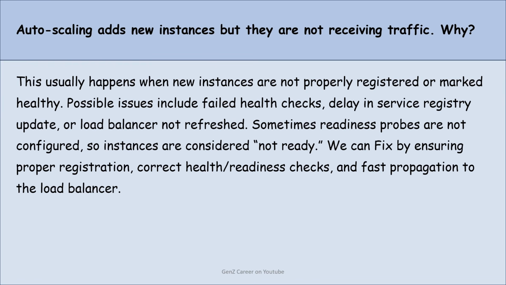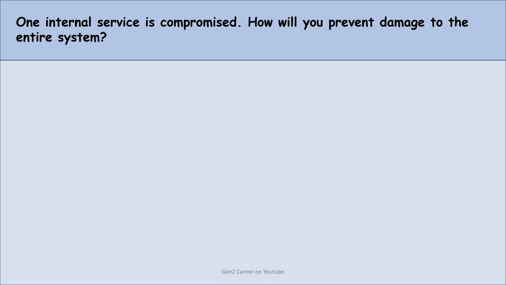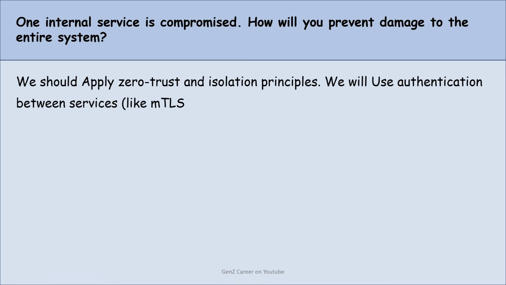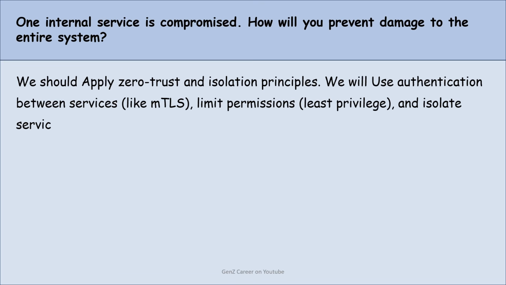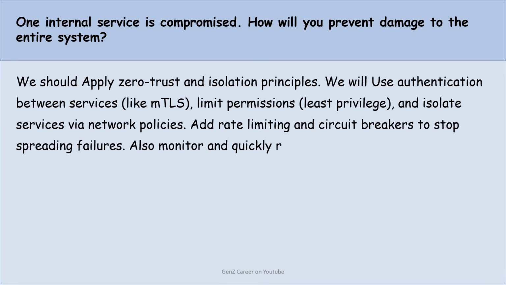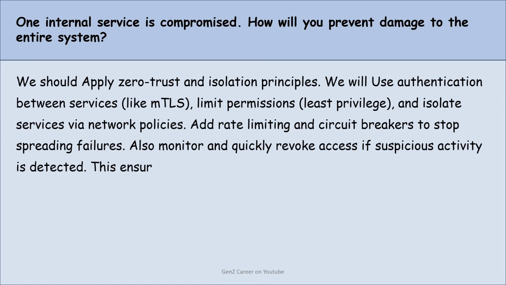Next question is, guys, one internal service is compromised. How will you prevent damage to the entire system? So basically, we should apply zero trust and isolation principles here. We will use authentication between services, limit permissions, and isolate services via network policies, right? We should add rate limiting and circuit breakers to stop spreading failures. Also monitor and quickly revoke access on excessive suspicious activities detected. This ensures one compromised service cannot freely access or damage others. Are you getting my point?